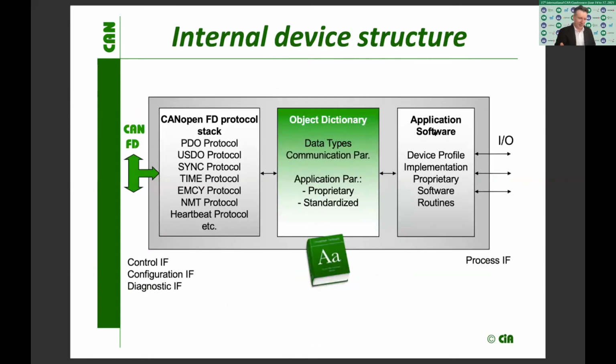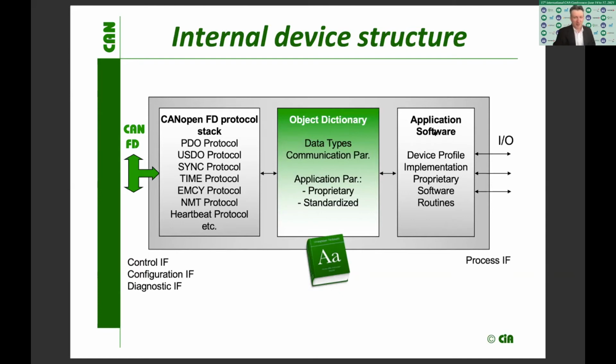And if we take a look into the internal device structure, just a couple more slides about this general concept, we see the object dictionary, as the previous presenter already said. The object dictionary is a database from which the device's application software and protocol stack take their parameters. So they are not stored in the protocol stack, and application-specific parameters are not stored in the application software. They are stored in a single modular structure, a single database called the object dictionary.